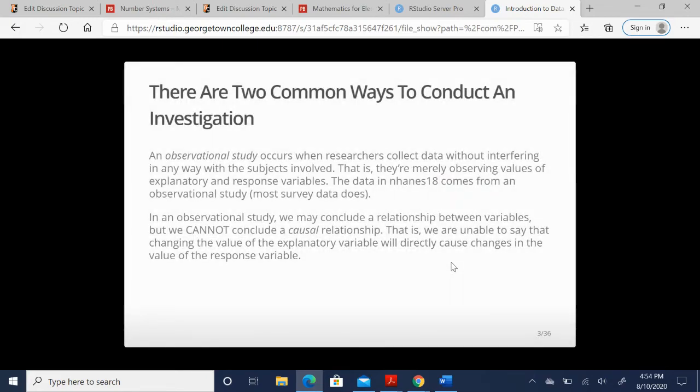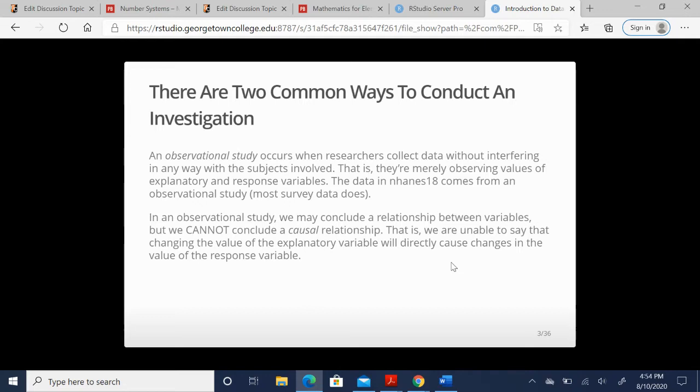Okay, so when we have these questions that come up, once we look at a data set and we are wondering, is there a relationship between these two variables? There's going to be two common ways that we perform that investigation. We're going to do something called an observational study, and we'll look at the other in a second. Let's focus on the observational study first. This occurs when researchers collect data without interfering in any way. That's what's called an observational study. We're pretty much just watching and collecting data in some way. They're observing values of explanatory and response variables.